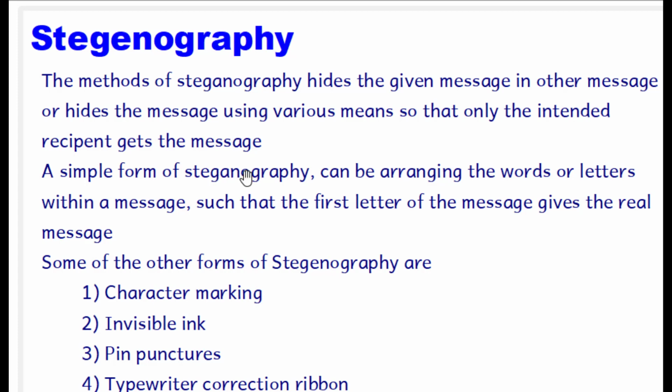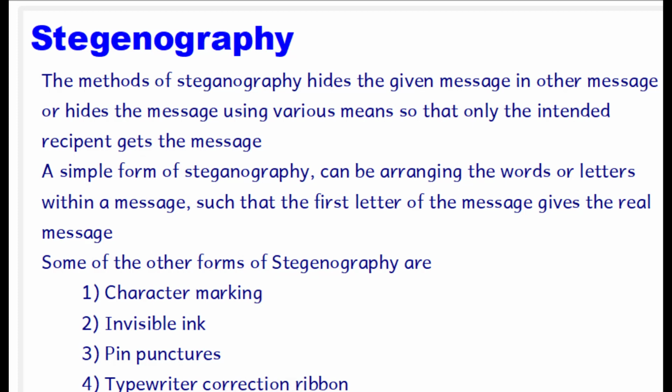A simple form of steganography can be arranging the words or letters within a message. For example, we can send a message and tell the recipient to select the first alphabet of every word. Let us take this text message. So this is the first A, then take S, the first alphabet, then take F, then take O, then take S, and so on. Take out the first alphabet from every word of this message, and you will get that particular message. So this is one form. There may be other forms also.